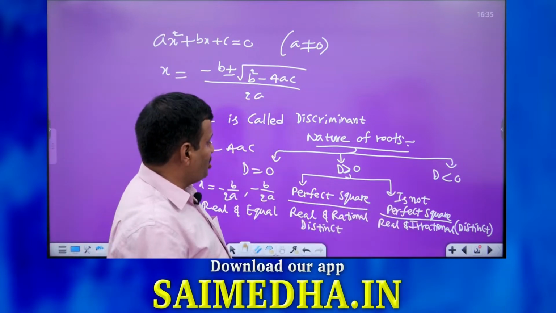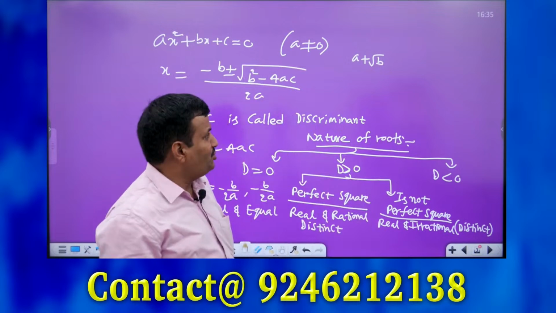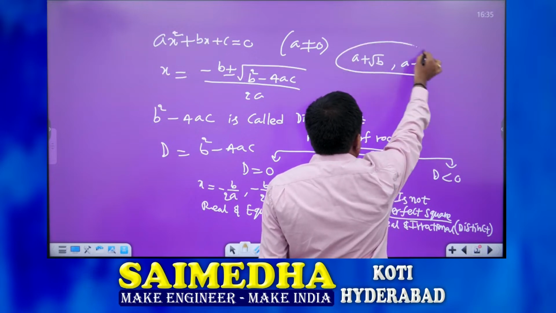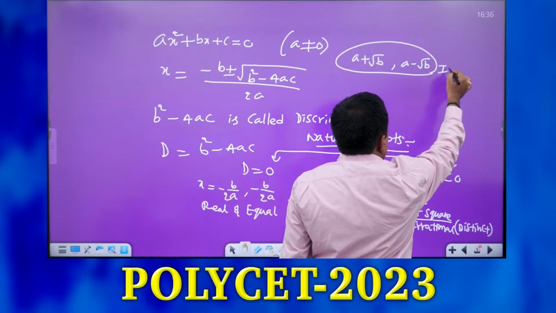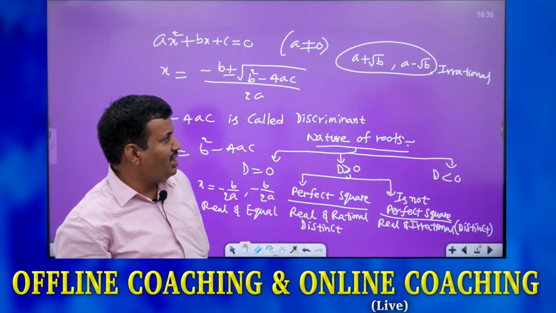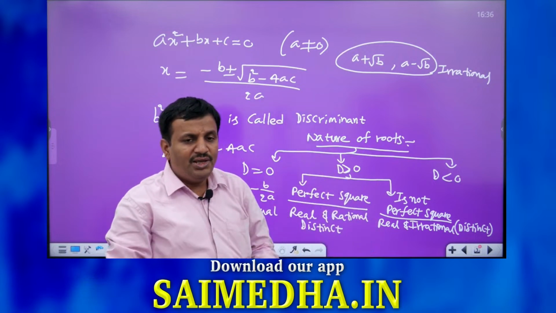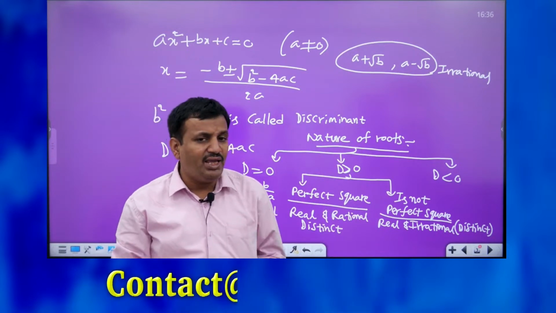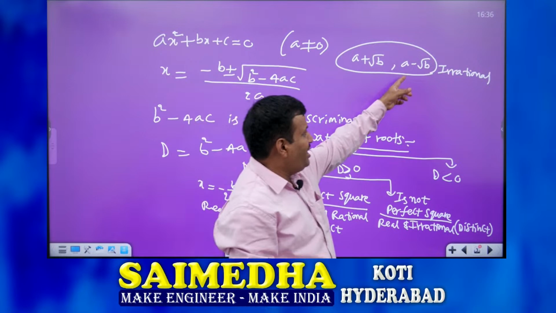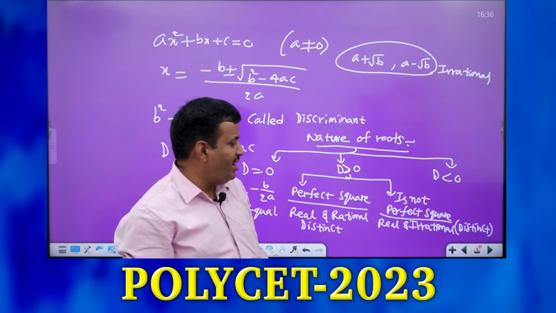An example of irrational roots: let us take a plus root b. A plus root b is one root, then immediately we will find a minus root b. These two are the irrational roots. Whenever you find a plus root b irrational, immediately we will find one more, because it has a conjugate. What is the conjugate of a plus root b? It is a minus root b. The conjugate of a minus root b is a plus root b. Both are conjugates of each other.